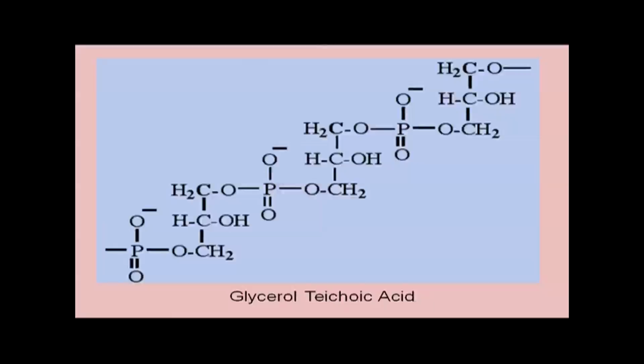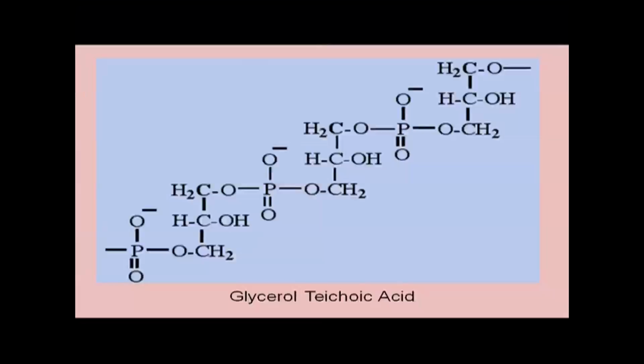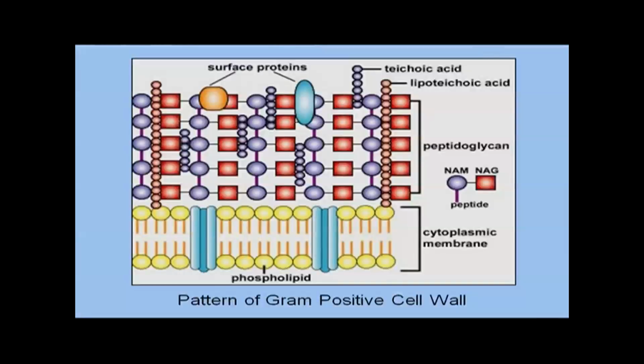The teichoic acid can be the wall teichoic acid, or the lipoteichoic acid. It is actually a derivative of glycerol or ribitol joined by phosphate residue. So, it is a long chain, and as I have told you in the previous slide, this particular teichoic acid is present all along the cell wall in the peptidoglycan layer.